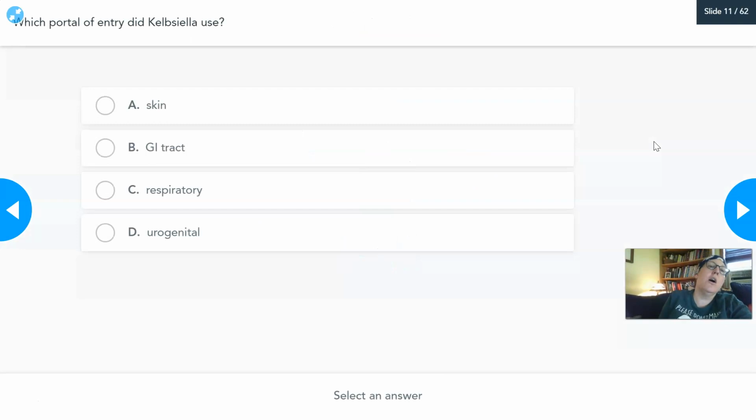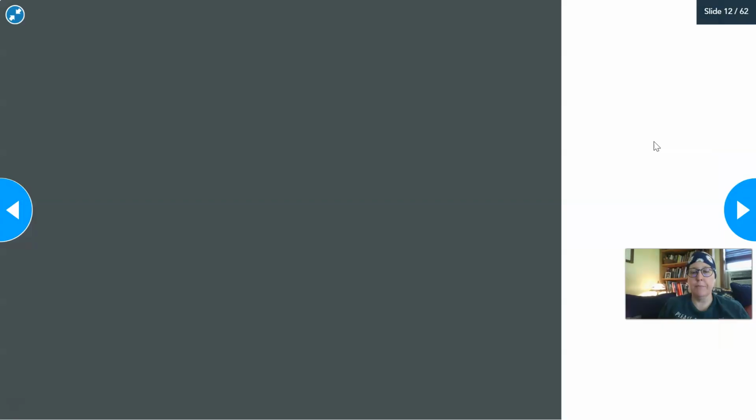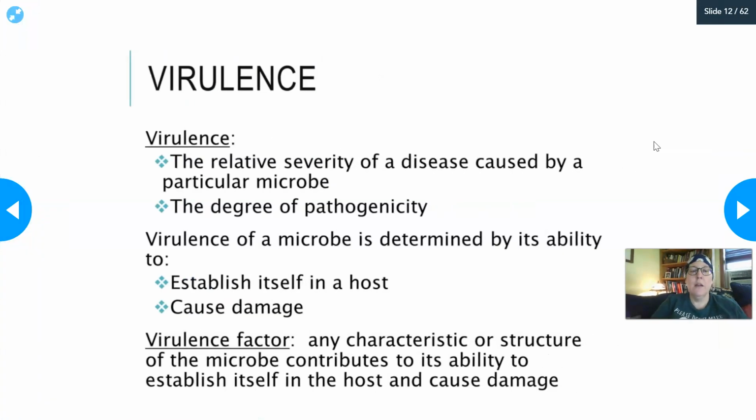Okay, so what portal of entry did our Klebsiella use in our case? Go back if you need to, arrow back to the case description. You can do that. Okay.